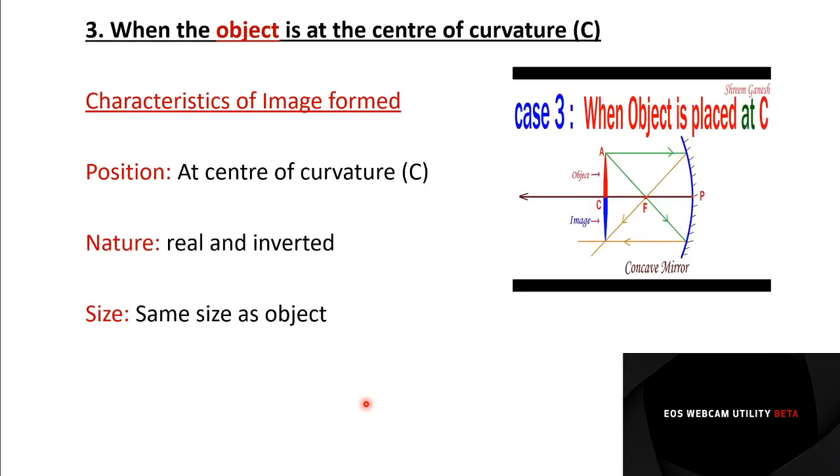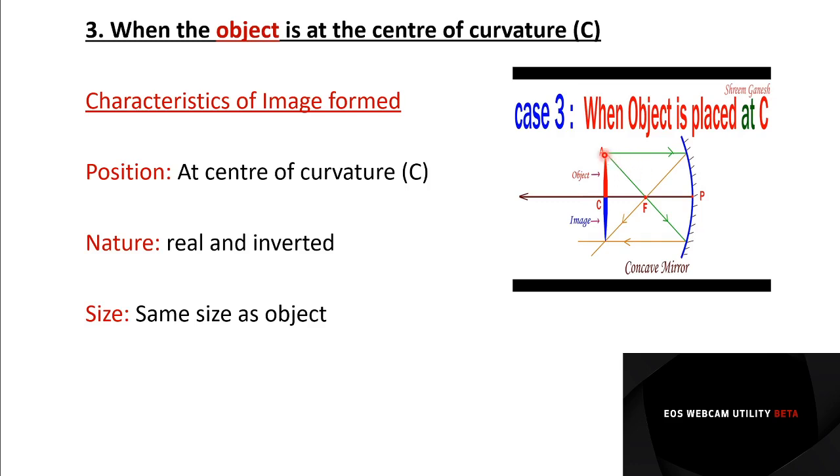The third position of object: when the object is at the center of curvature C. So we have an object here. This is the object. Now, the first convenient ray is not possible, because when the object is at C, you cannot take it. So you have to choose the other two.